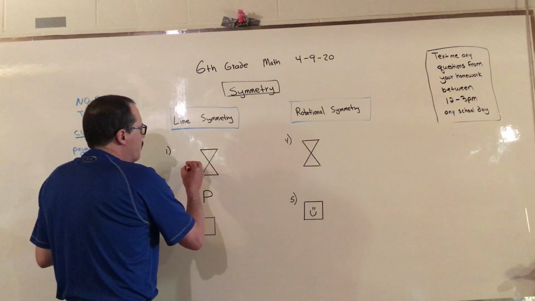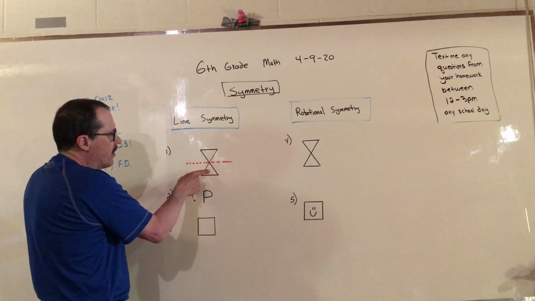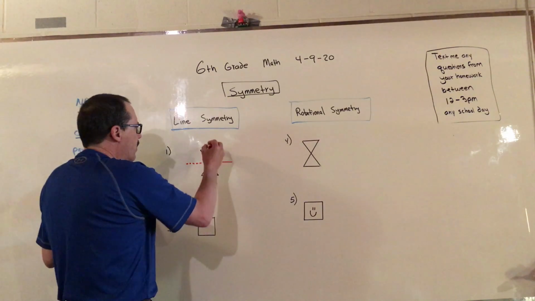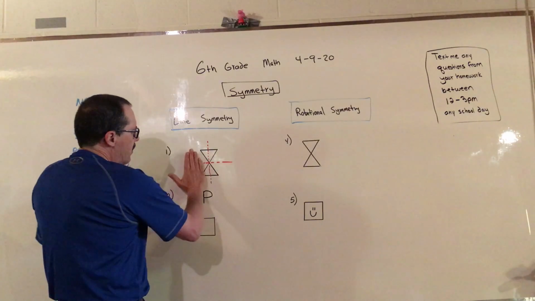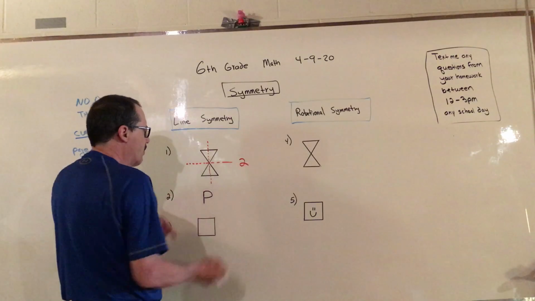So I can take and draw a dotted line through here. That's called a line of symmetry. And when I take this and fold it down, it matches up exactly. So that has one line. Now I can find another one too, which is right through the middle here, because when I take this side and fold it like that, it matches up with that side. So this one has two lines of symmetry.